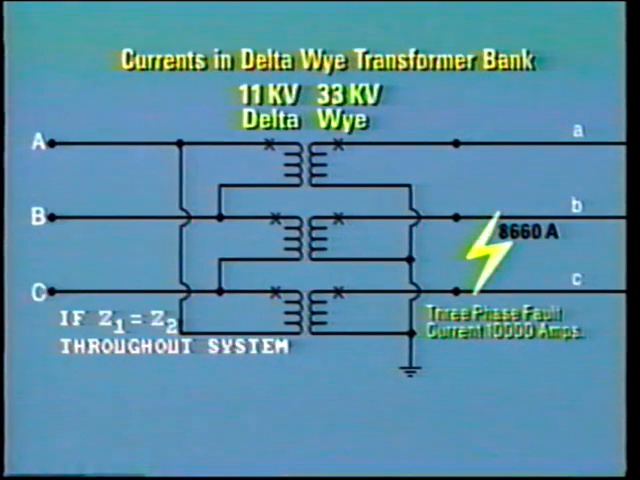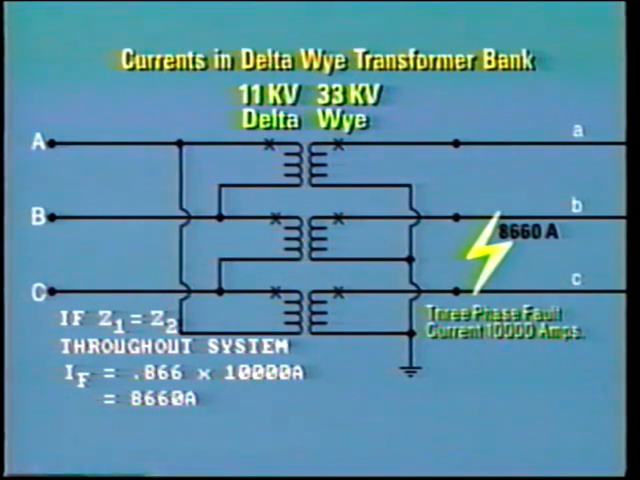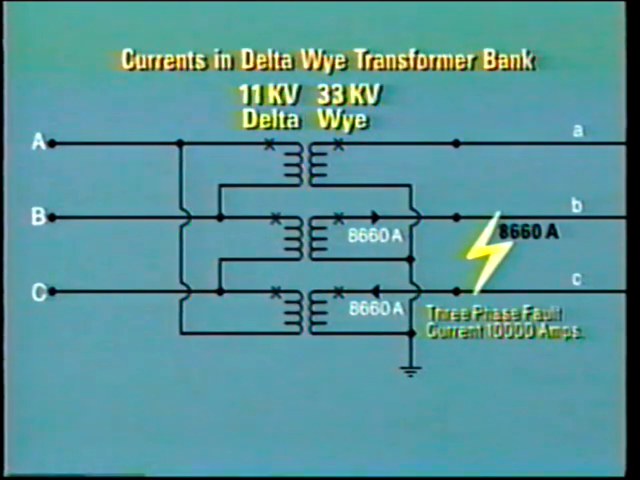Assuming that the positive and negative sequence impedances are the same throughout the system, the value of fault current for a phase-to-phase fault is equal to 0.866 times the value for a three-phase fault. In our example, this produces a fault current of 8,660 amps in phases B and C.